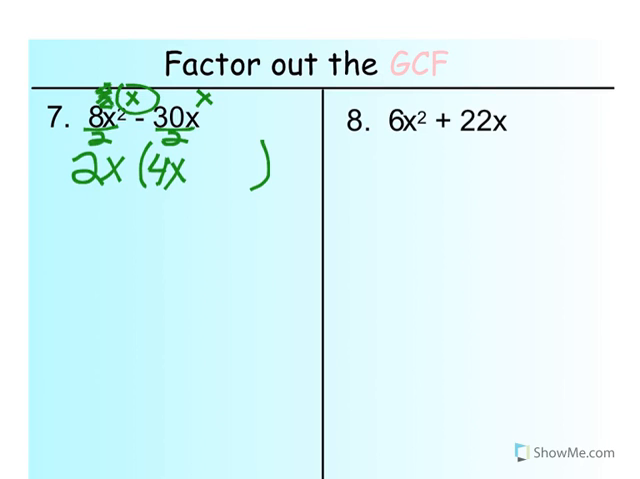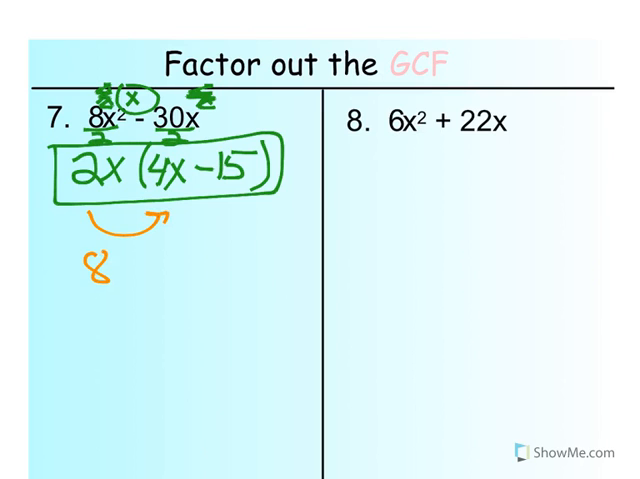Now looking at the next term, the negative 30 divided by 2 is minus 15. There was only one x, and we pulled it out, so there are no more x's. So our answer is just 2x times 4x minus 15. Double check that we did it correctly. This would become 8x to the second power, and this would become minus 30x. That does in fact match the original polynomial, so I know I did it correctly.